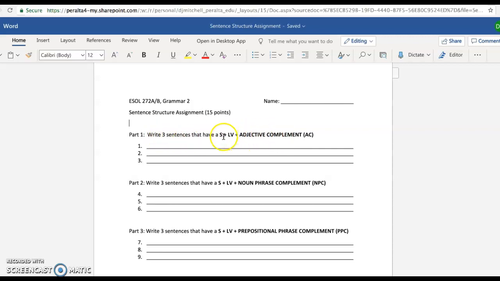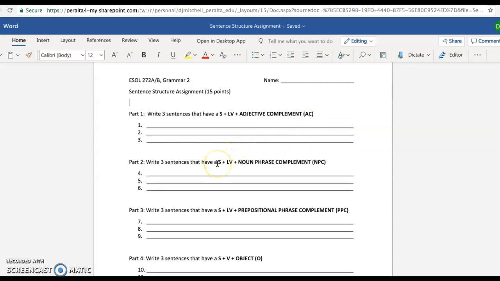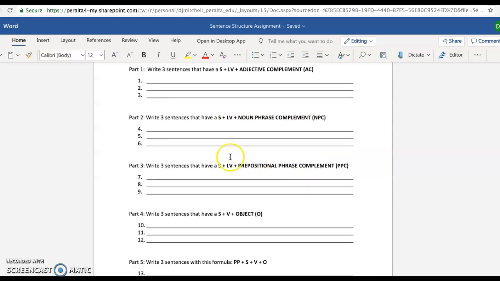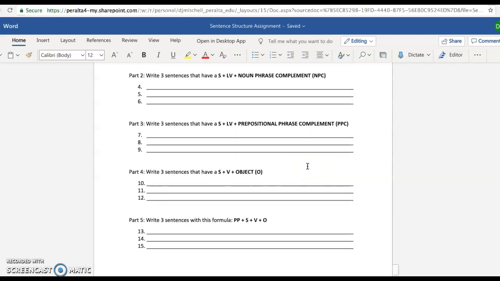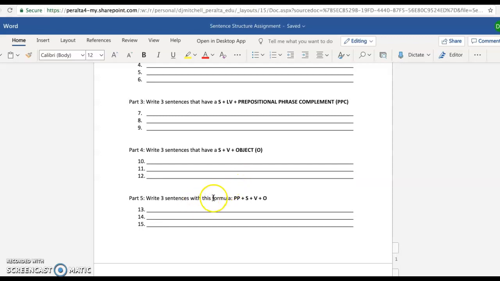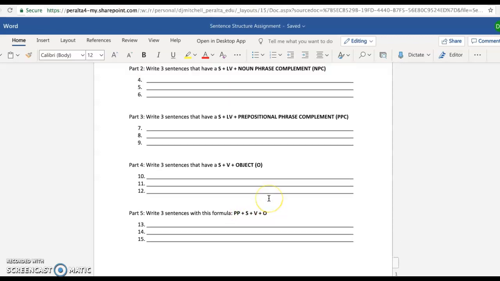Write 3 sentences that have a subject, a linking verb, and an adjective complement. Write 3 sentences that have a subject, linking verb, and a noun phrase complement. Write 3 sentences that have a subject, linking verb, and a prepositional phrase complement. And then you have 3 sentences that write a subject, a verb, and an object. And the last one, 3 sentences with a prepositional phrase, a subject, a verb, and an object, right?